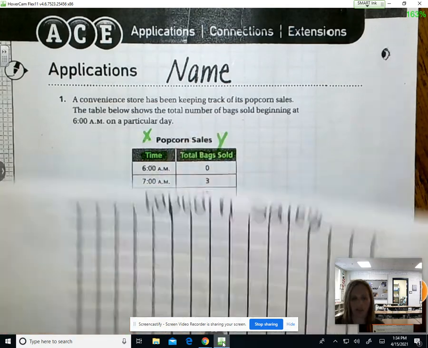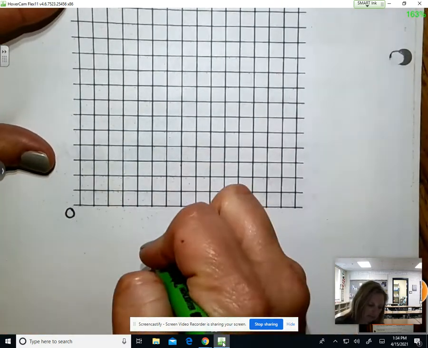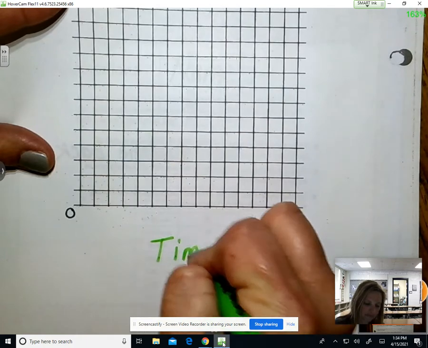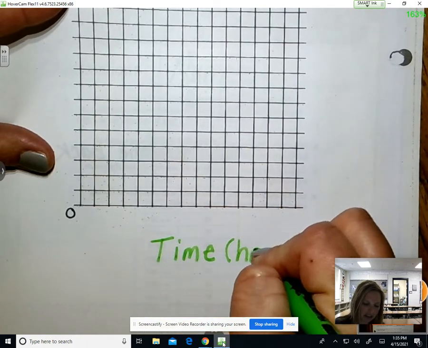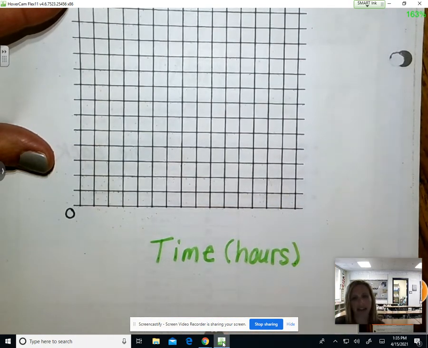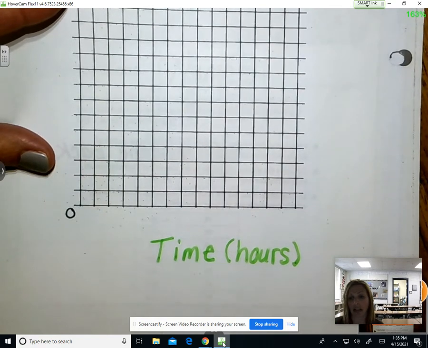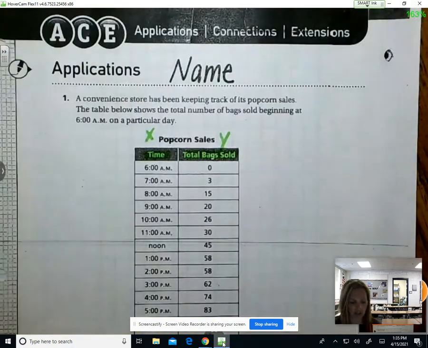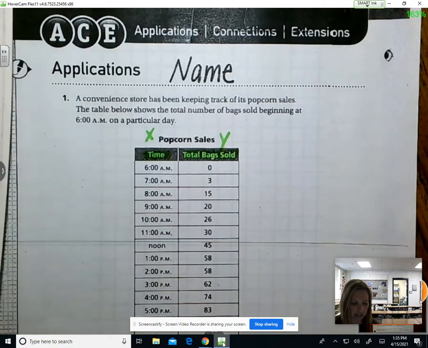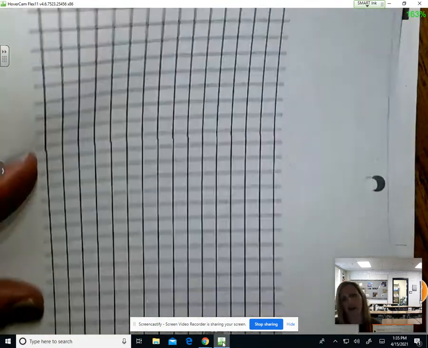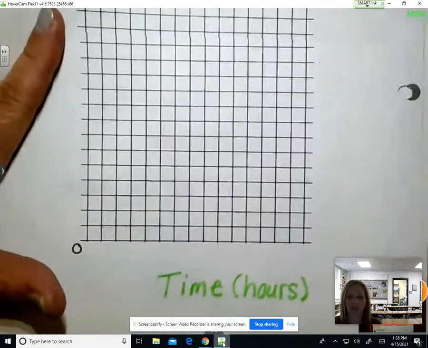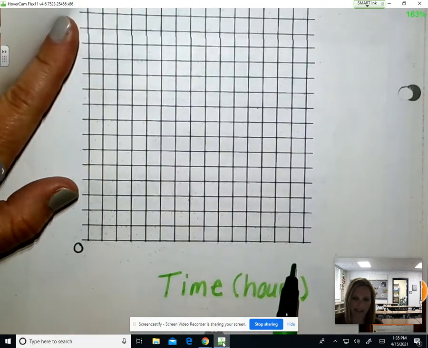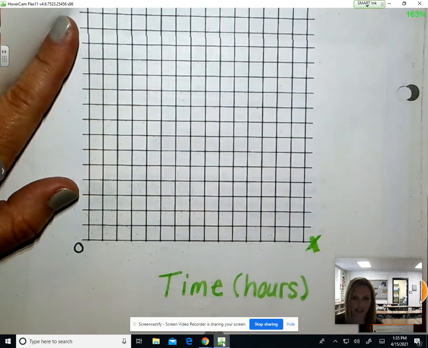When you go to label your x-axis, time, make sure that you are indicating it's in hours because otherwise we don't know if you're talking about days, minutes, months, seasons. Also, you need to figure out how you're going to write this. Are you going to write that we're talking about 6 a.m., 7 a.m., 8 a.m., or are you going to write 1, 2, 3, 4, 5? You decide how to number this across your x-axis.